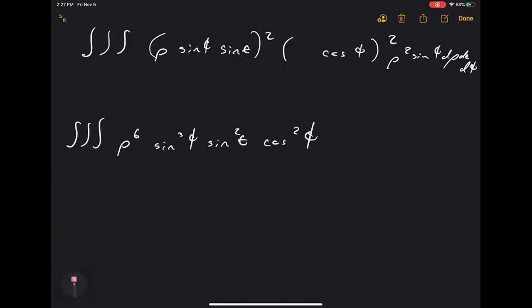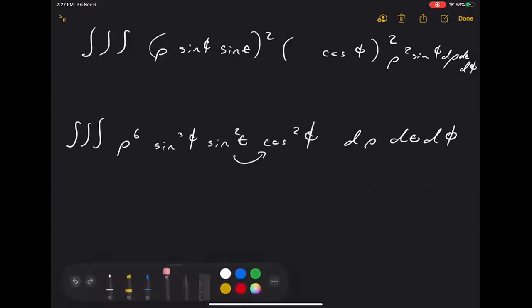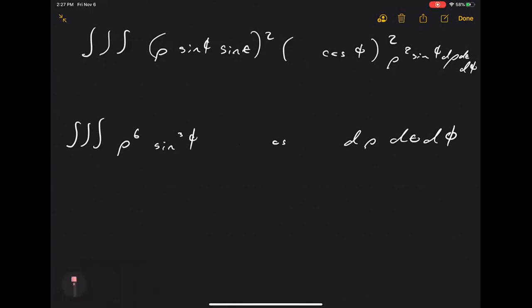Okay, so it looks like I have got all my terms, and then I just have my what? d rho, d theta, d phi. Okay, I'm going to go ahead and switch these two around just so I have all my phis next to each other. Oh, and I've already forgotten what they were. All right, sine squared of theta, cosine squared of phi. Okay, so it looks like this is my integral.